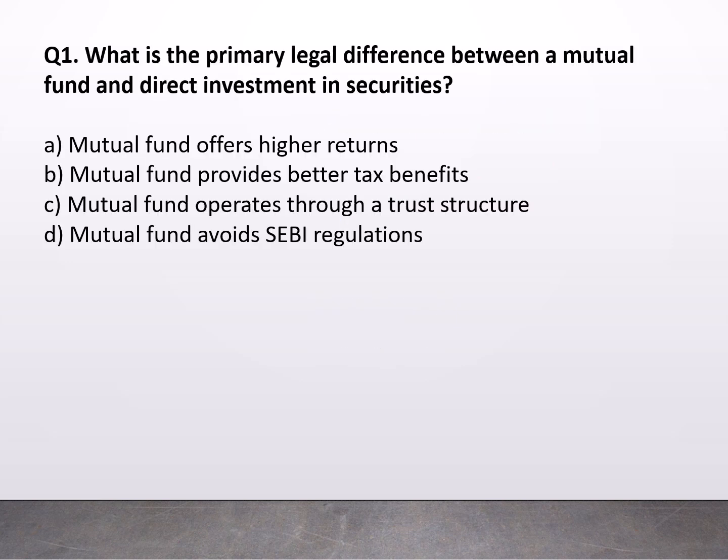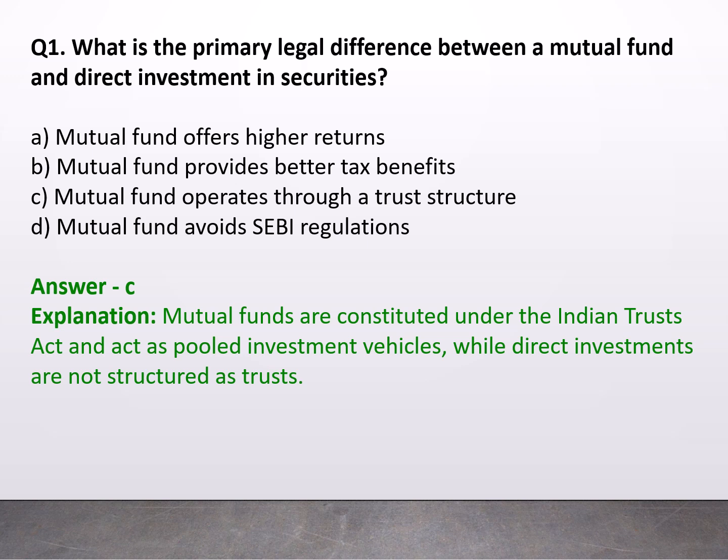First question. What is the primary legal difference between a mutual fund and direct investment in securities? Option A. It offers higher returns. Option B. It provides better tax benefits. Option C. It operates through a trust structure. And option D. Mutual fund avoids SEBI regulations. Correct answer is option C. Mutual fund operates through a trust structure.